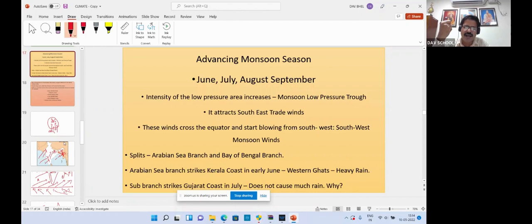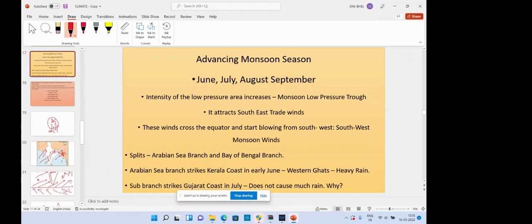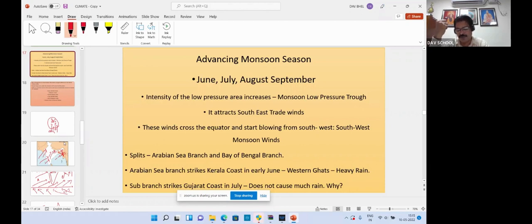Southeast trade winds, after crossing the equator, start blowing from the southwestern direction towards the Indian landmass due to the influence of the monsoon low pressure trough. Now they come from the southwest and we call them southwest monsoon winds. The Indian Peninsula divides these winds into two branches, the Arabian Sea branch and the Bay of Bengal branch. By early June, the Arabian Sea branch strikes the Kerala coast, and under the influence of the Western Ghats these winds cause heavy rainfall along the Kerala coast or Malabar coast.